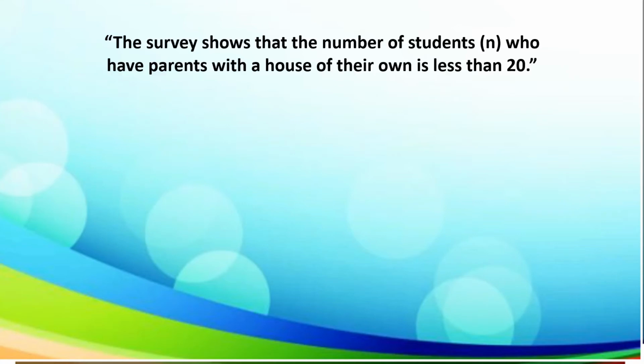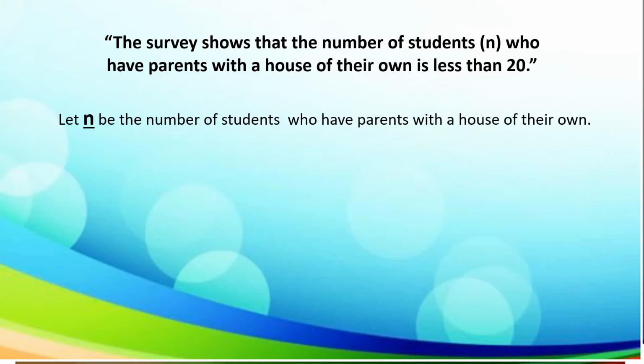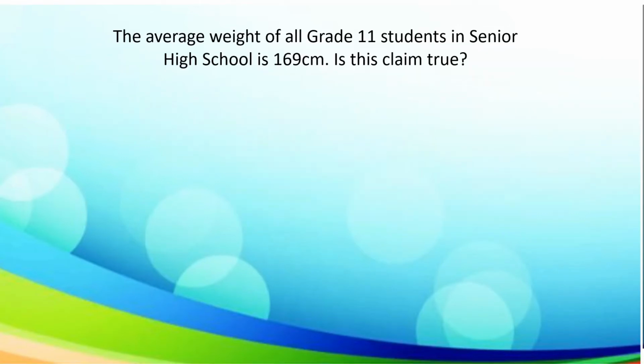Now let us use this given example to determine what symbol we are going to use. The survey shows that the number of students who have parents with a house of their own is less than 20. Let n be the number of students who have parents with a house of their own. In symbol, we have n is less than 20.